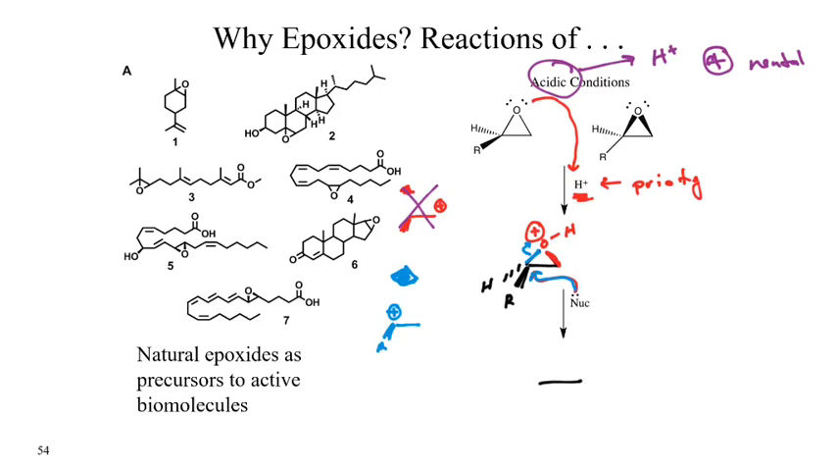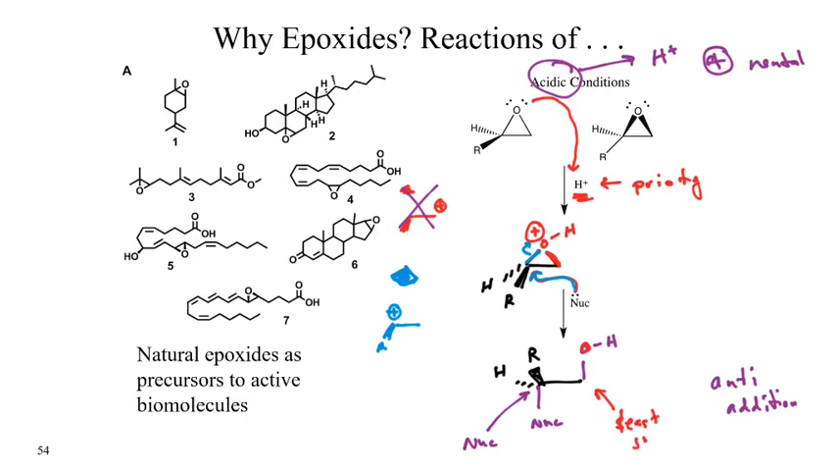What's the result of this reaction? We'd end up with the oxygen connected over there. The nucleophile is still going to come in from the backside, so we're still going to see that anti-addition. That is a requirement of this. However, the extra difference here is where that nucleophile is located. In this case, the nucleophile is located at the more substituted position, and the oxygen from our epoxide is now at the least substituted position, which is the opposite of how it happened under basic conditions.